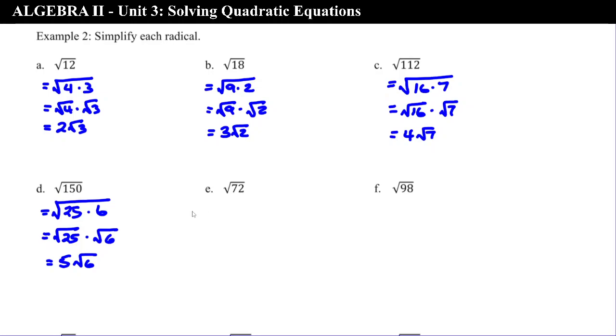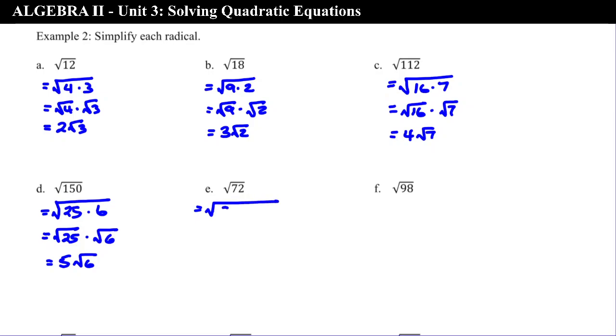Square root of 72. Now, here's where you can actually do this in more than one step. The largest perfect square that will go into it is 36, and that will go in twice, because 72 divided by 2 is 36. But what if you don't recognize that? What if you say, well, I know it's 8 times 9, and 9 is a perfect square. Well, let's start there.